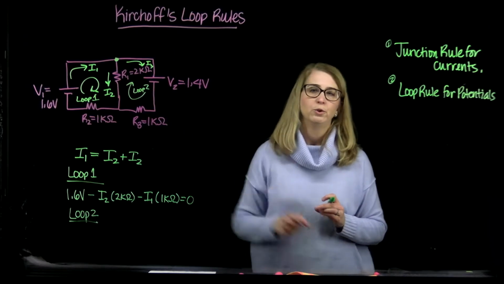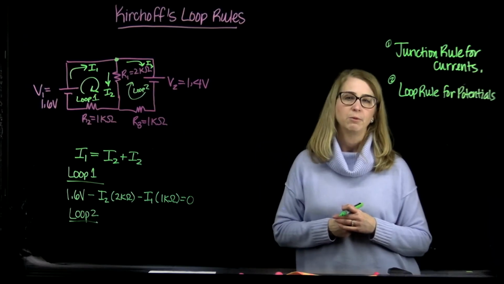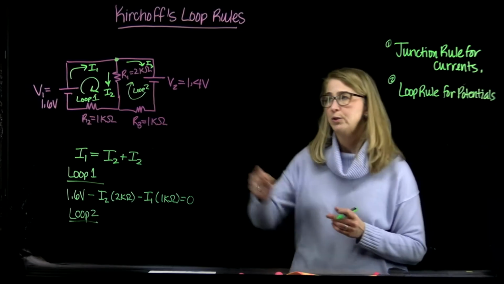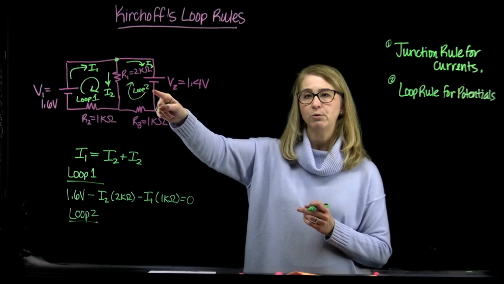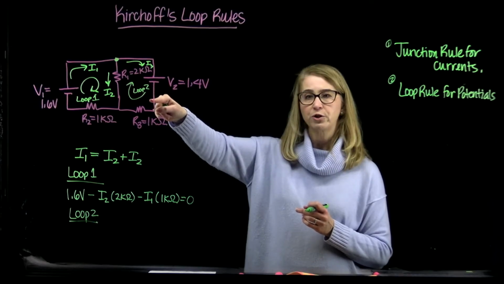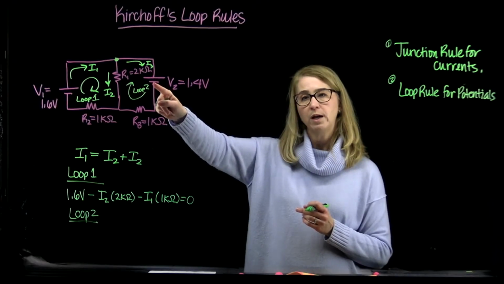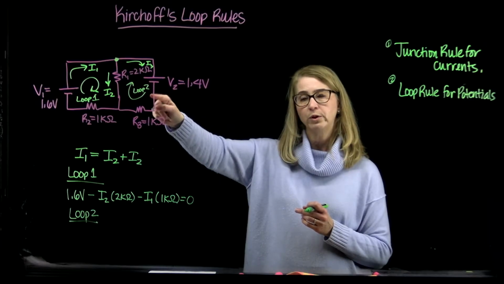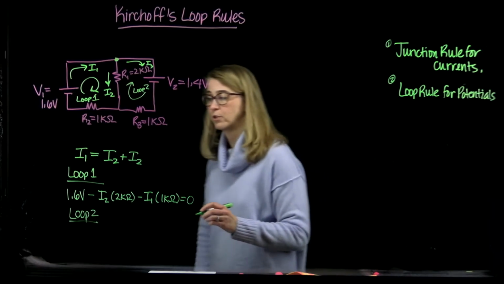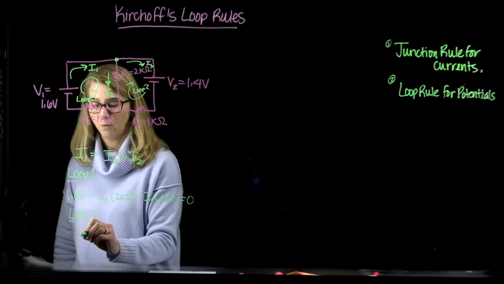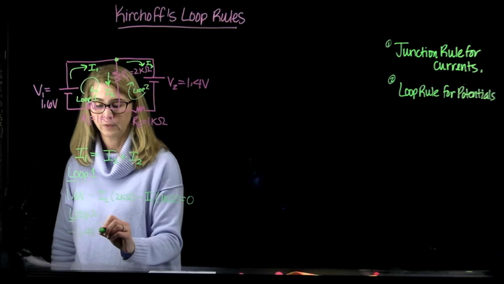Over here I'm going to do loop 2, and loop 2 is going to give me the opportunity to look at some of the other rules. I'm going to start for loop 2, but notice as I go through this battery in the direction of loop 2, I'm going from the positive terminal to the negative terminal. And that indicates a potential loss. And so I'm going to start off with a minus 1.4 volts.